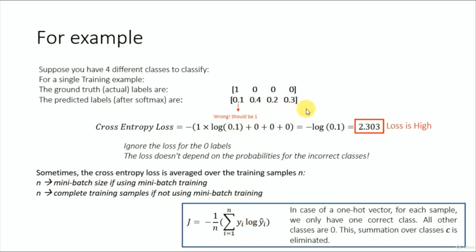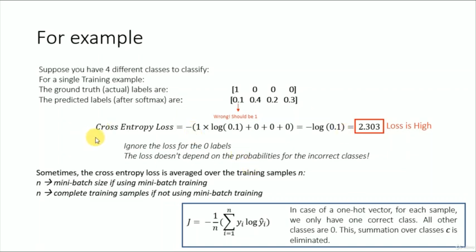That's why we're ignoring the loss for the 0 labels. The loss doesn't depend on the probabilities for the incorrect classes. For these, all of the labels are 0, so you're just going to end up multiplying the logarithm of the probability with 0, so they're all going to go away. Actually, it doesn't really matter what these predictions are because we're not penalizing them. We're only penalizing the prediction for the correct class.